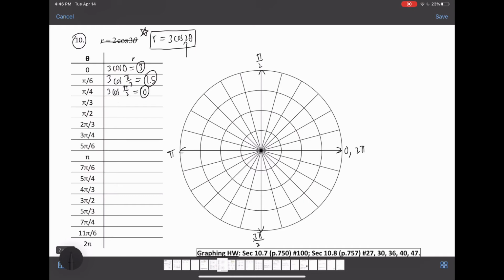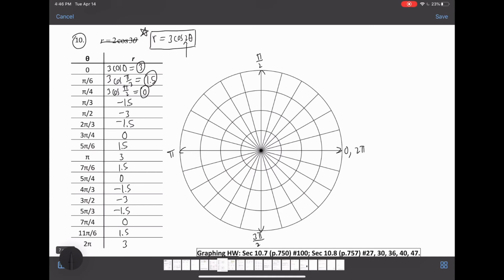So here they go. Negative 1.5. I'm just going right down the table. Negative 3, negative 1.5. 3 pi over 4 is 0. 5 pi over 6 is 1.5. Pi gives you 3. 7 pi over 6 gives you 1.5. Almost done. So 0, negative 1.5. A lot of repeats here. 3 pi over 2 gives you negative 3. 5 pi over 3 gives me negative 1.5 again. 7 pi over 4 is 0. 11 pi over 6 is 1.5. And then last but not least, 2 pi gives me 3 again.